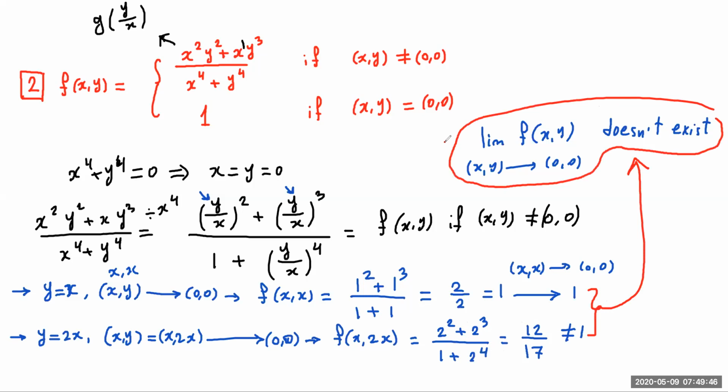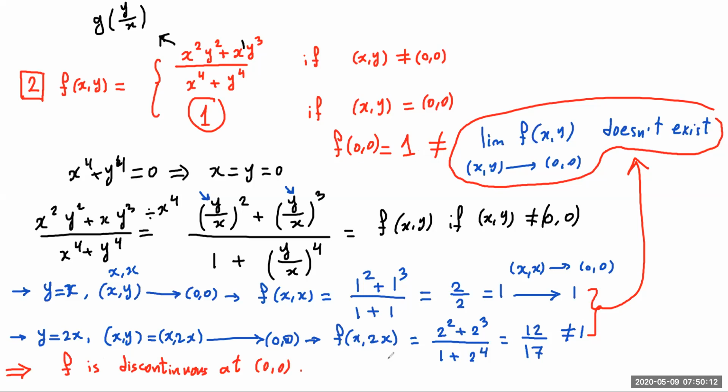And because it doesn't exist, it's not equal to the number 1, which is f(0, 0). So my function f is not continuous at 0, so f is discontinuous at the point (0, 0). The next exercise.